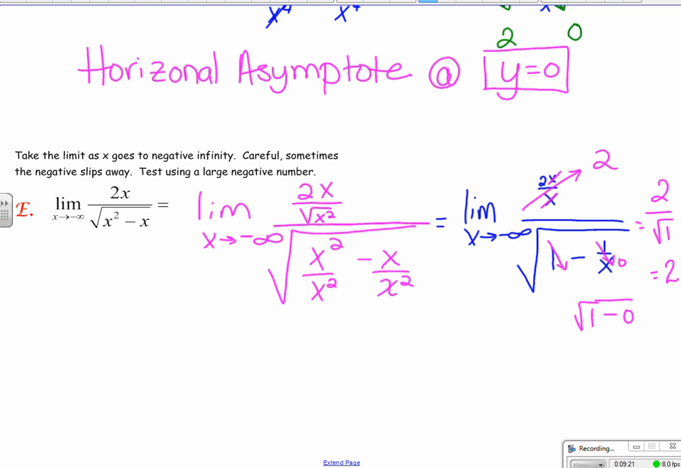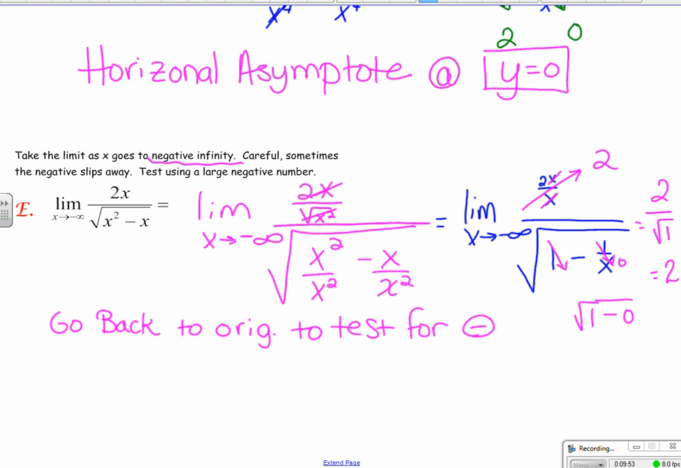But hold on, we do have to be careful with negative infinity because sometimes that negative will slip away on us, especially when we're squaring things and then dividing by that power. It took that x term away. Go back to the beginning, go back to the original, and substitute in a negative and see what happens. Go back to the original to test for the negative, because we're working on negative infinity.